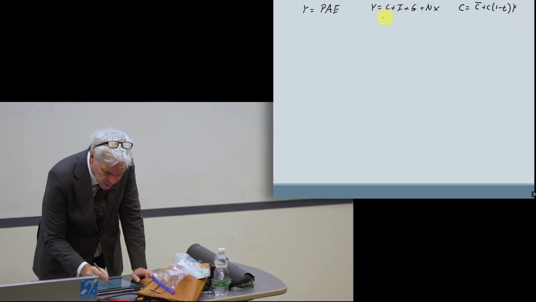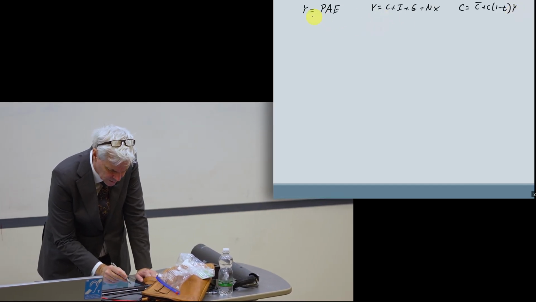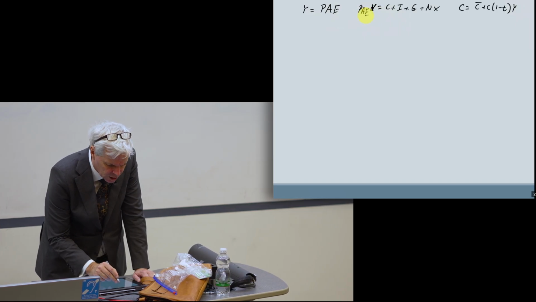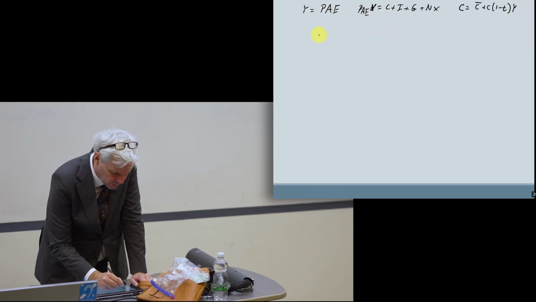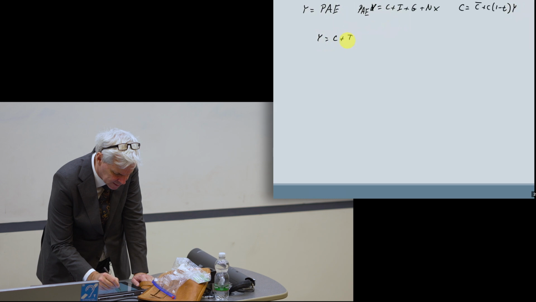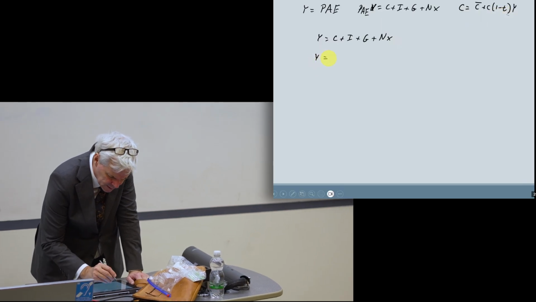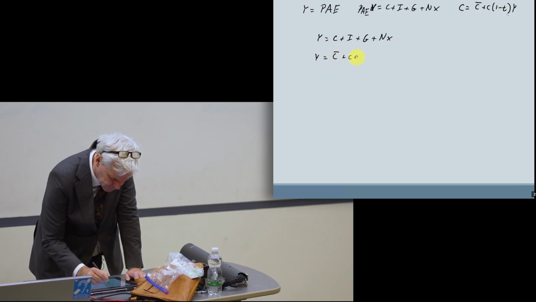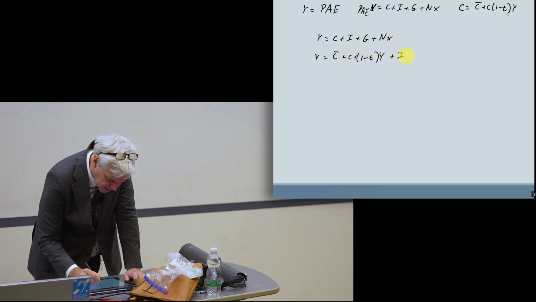This is planned aggregate expenditure. I'm going to put planned aggregate expenditure in here, so I get y is equal to c plus I plus g plus net exports. Fair enough. Then I'm going to plug in my consumption function. I get y is equal to c bar plus little c times 1 minus t times y, plus I plus g plus net exports.